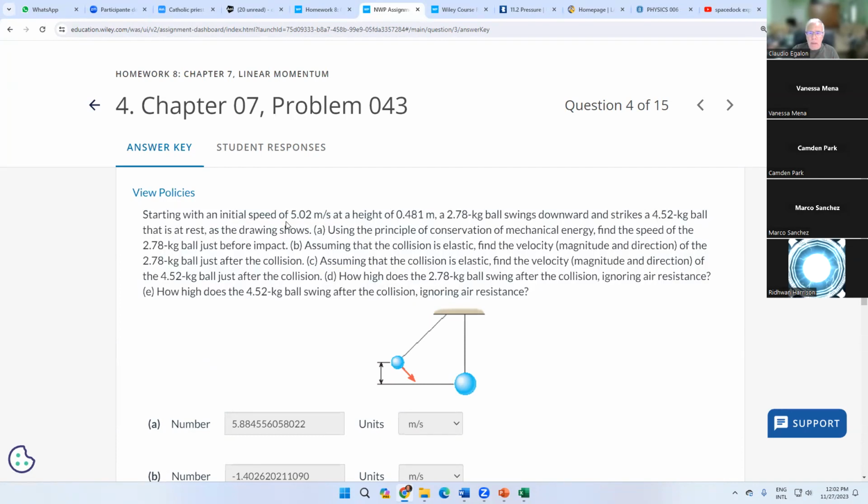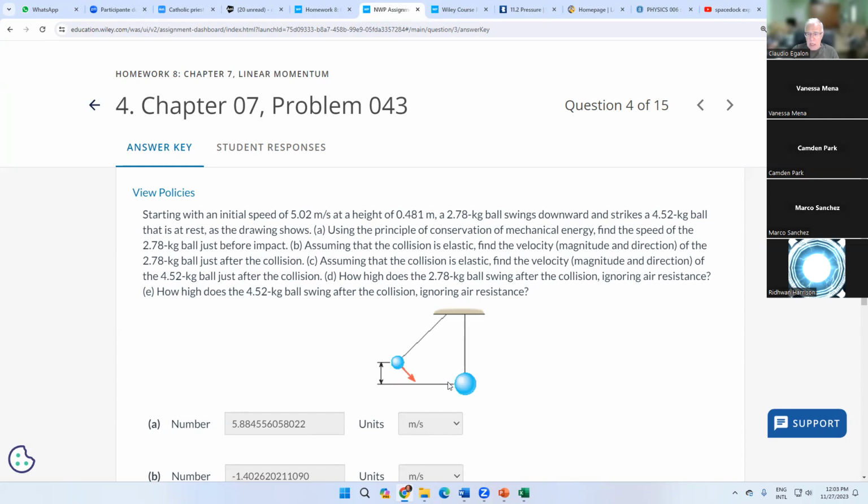Initial speed at a height. The 278 kilogram ball swings downward and the striker is at rest. Use the principle of conservation of mechanical energy. Find the speed of the ball just before impact. That's easy, right? You have the height here. You get the potential energy and the kinetic energy. The potential energy plus the kinetic energy here must be equal to the potential energy plus the kinetic energy just before the ball strikes.